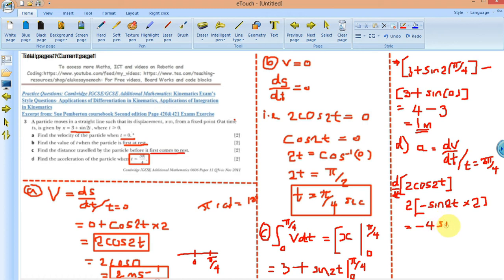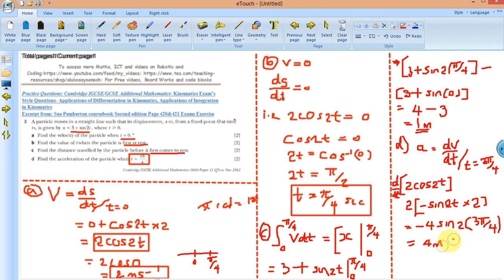So we can put the value for t now. 2 into 3 pi over 4. So I can use my calculator to complete this task. Minus 4 sine, open it, 2 into 3 pi over 4, then close this. So that is 4. So don't forget this is acceleration. The unit is meter per second squared.